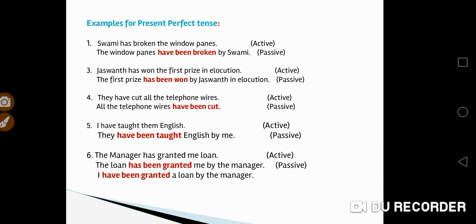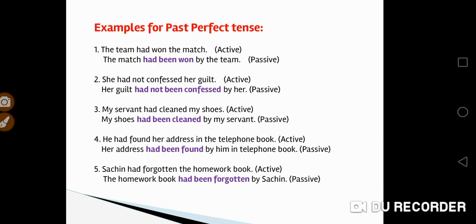I have taught them English. They have been taught English by me. The manager has granted me a loan. This sentence can be written in two ways. The loan has been granted me by the manager, or I have been granted a loan by the manager.